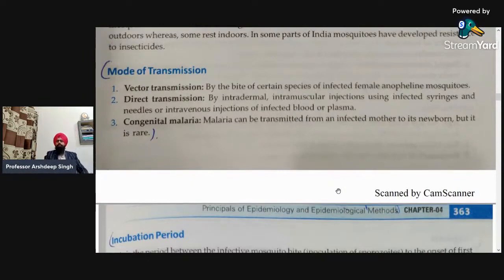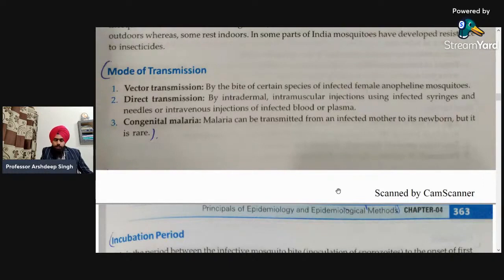So what are the various modes by which this infection can transmit from the mosquito, or is caused to the specific host? First is the vector transmission, by the bite of certain species of the infected female Anopheles mosquito. So this is the first, that is vector transmission. It is a type of indirect transmission.